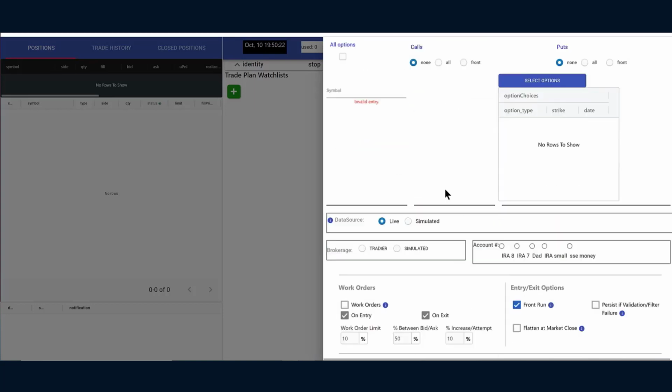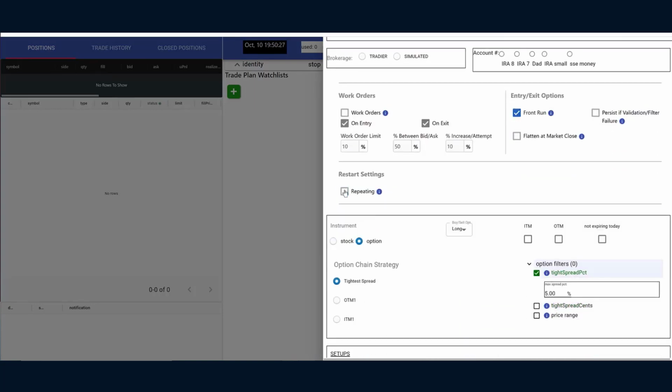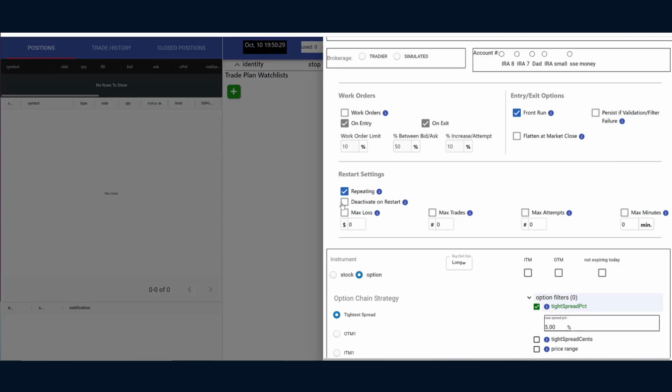Trade plans can be made to repeat, so you can have the same trade plan open and close a trade and then go back to watching the chart for another setup. This can run all day long, watching, trading, repeating that cycle, using the filters that you have specified. And you can do this on dozens of charts at the same time.